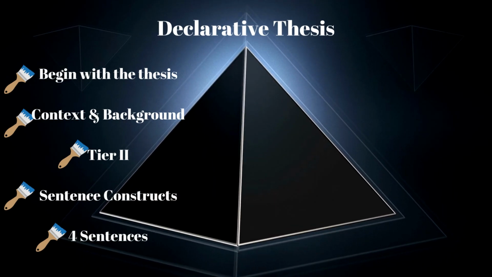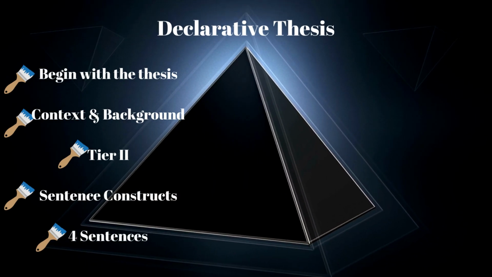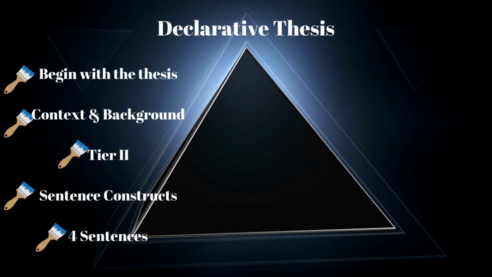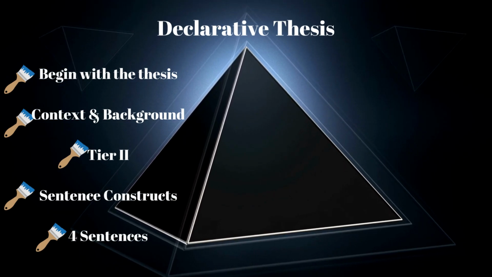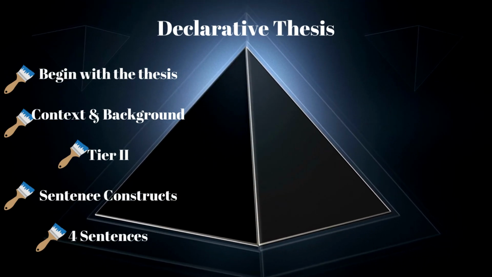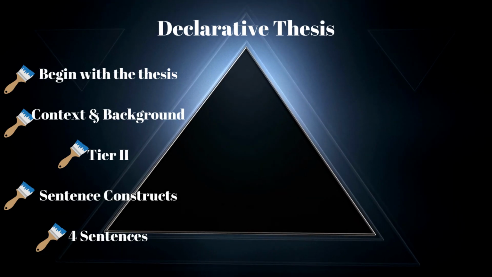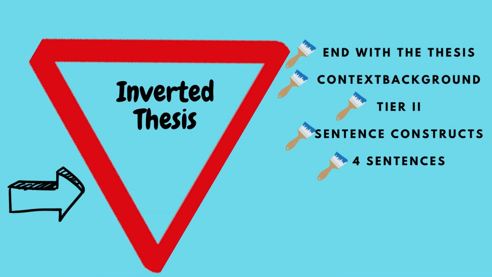And then always, every single time my students write an introductory paragraph, regardless of the FRQ, regardless of the expository mode, they are going 4 sentences. Now, we can flip that triangle upside down and put it on its head and invert the thesis. And in this case, you're going to end with the thesis.